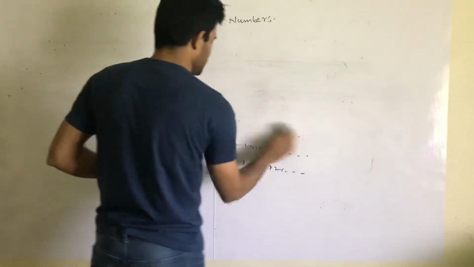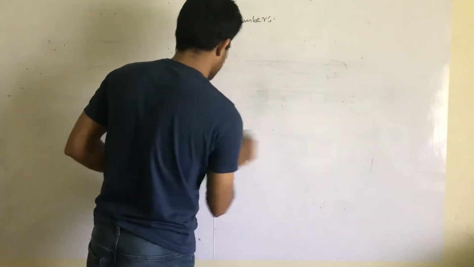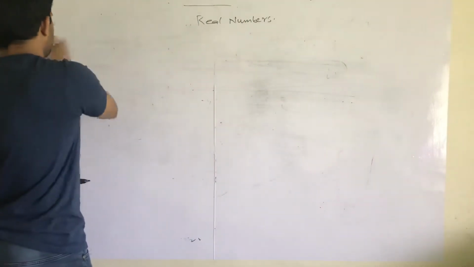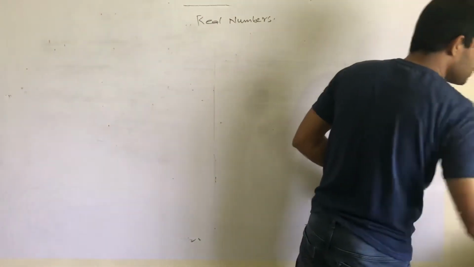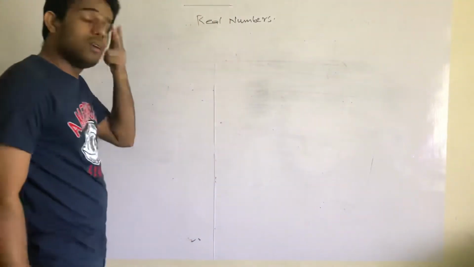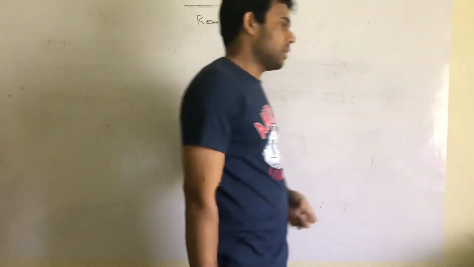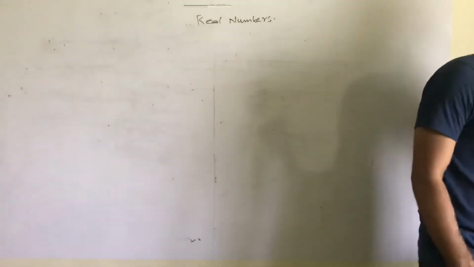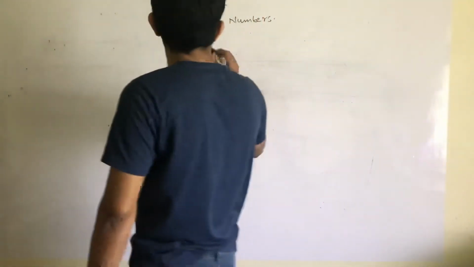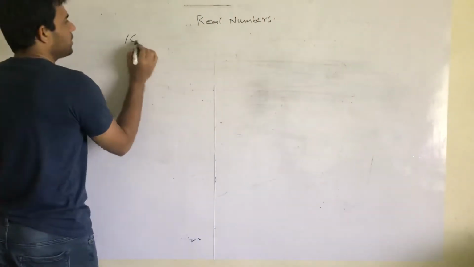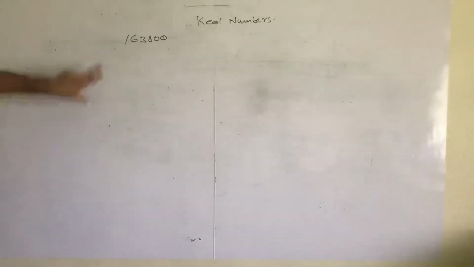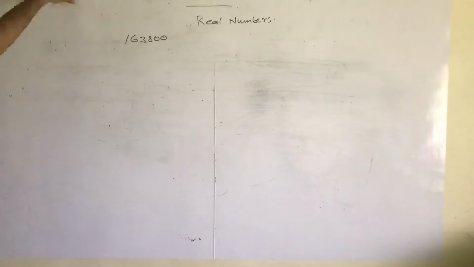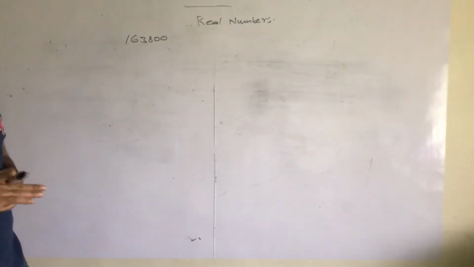Now let's understand what the factors method is. The factors method is something where a given number you can write in terms of prime factors. Let's consider an example: 163800. This is a big number, and I want to write it in the form of factors of prime numbers.